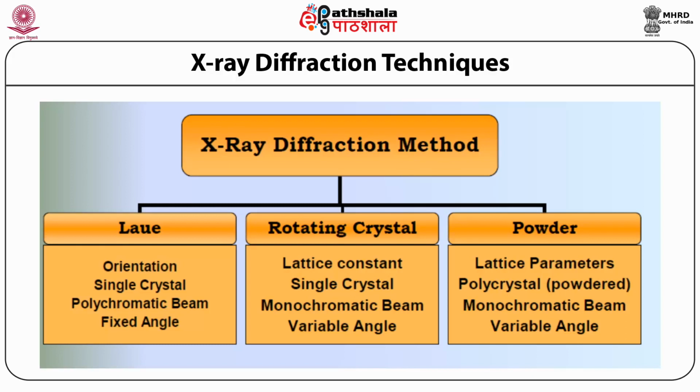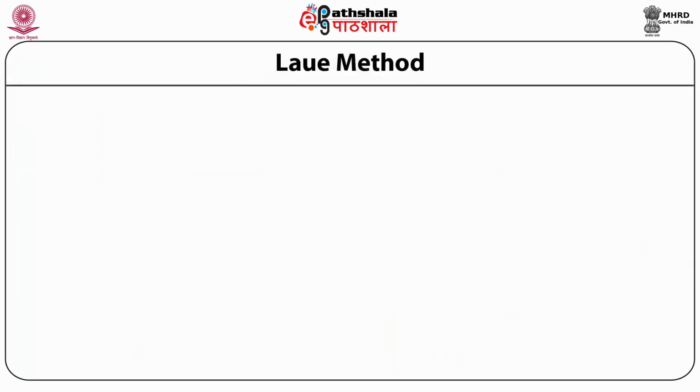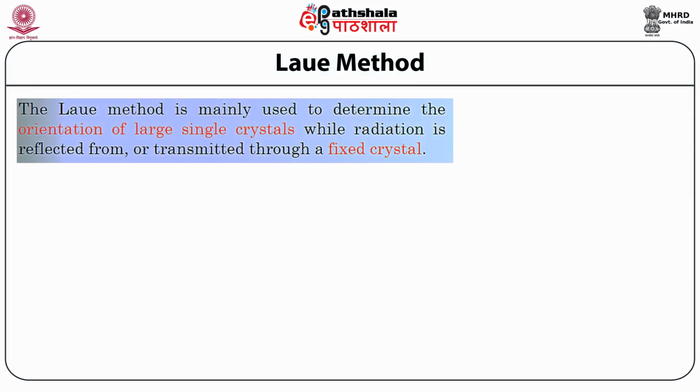But as I told you, there can be many other techniques for doing a diffraction experiment. Laue method. The Laue method is mainly used to determine the orientation of a single crystal while radiation is reflected or transmitted through a fixed crystal. So we have to take a crystal which can be thin, because we can do this experiment in reflection geometry as well as in transmitted geometry. I mean, we can study the reflected beam as well as the transmitted beam and see what kind of pattern they form.